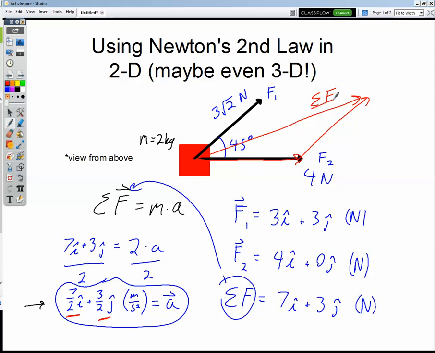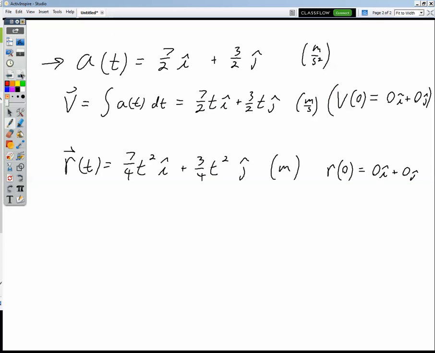Divide this by the mass and you get the acceleration. Same direction, different magnitude. The magnitude of the net force was this, 7i plus 3j. The acceleration was this, the force divided by the mass, 7/2 i plus 3/2 j. Notice I can get magnitude and direction from this.